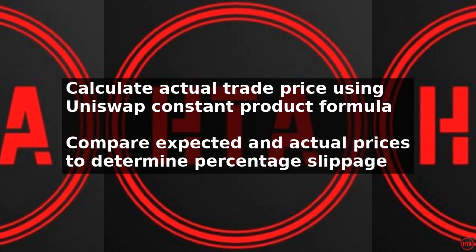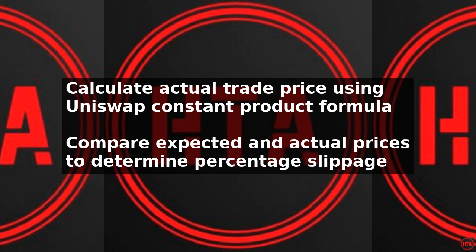You can do this by using the following formula. Slippage equals (expected price - actual price) / expected price. This will give you the percentage slippage. For example, if you expect to add liquidity at a price of 100, but the actual price is 95, the slippage would be 5%. This means that you will receive 5% less than expected for your liquidity.